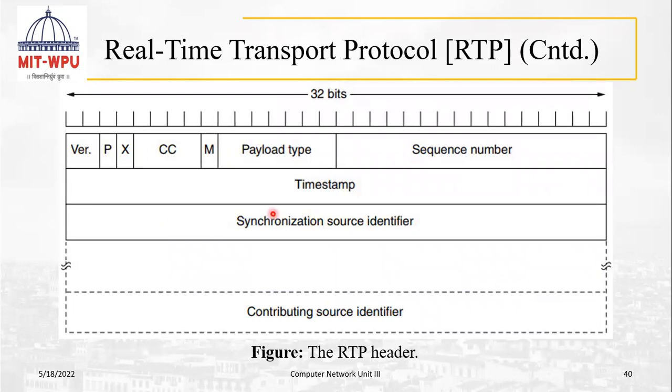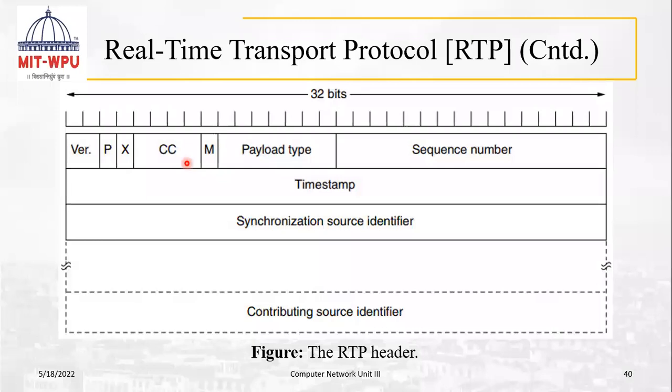Now the RTP protocol header is like this. You have a version, you have priority, what kind of portion of the data is prioritized. Then you have CC, that is contributing source count. What does that mean?